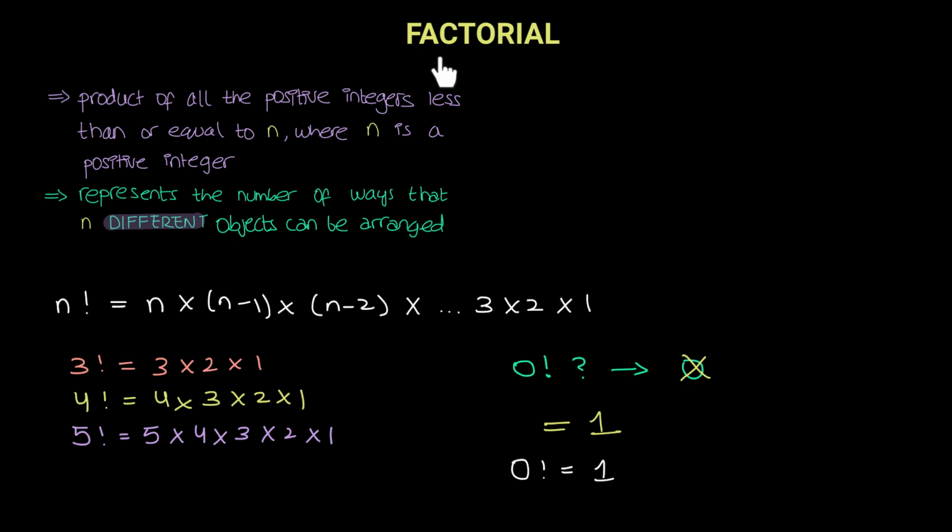So to conclude, a factorial represents the product of all the positive integers from n all the way down to 1. It also represents the number of ways that n different objects can be rearranged. And 0 factorial does not give you a 0. In fact, 0 factorial is equal to 1 because there is only one way of arranging no objects.